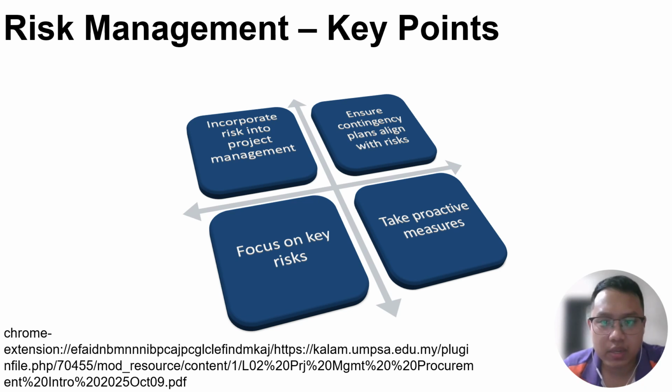First, risk management should be integrated into overall project management, not treated as a separate activity. Second, contingency plans for cost and schedule must be aligned with identified risks so they are realistic and effective. Third, project teams should focus on key risks rather than trying to manage too many minor issues. Finally, risk management requires a proactive approach where potential problems are anticipated and addressed early.